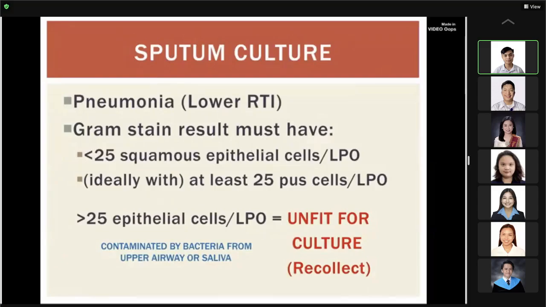If there are more than 25 epithelial cells per low power field, the specimen is likely saliva, and we will release a report that the specimen is unfit for culture, and we are recommending recollection. So we will not proceed with the culture. We will wait for the new specimen.